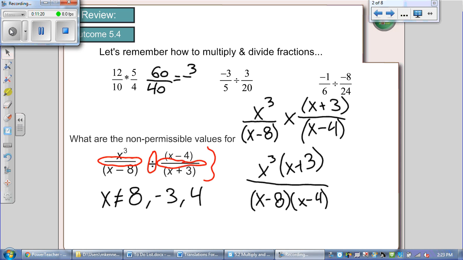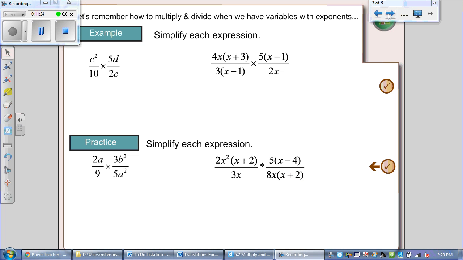We'll do another question. So, right here. What are my non-permissible values going to be, right off the hop?